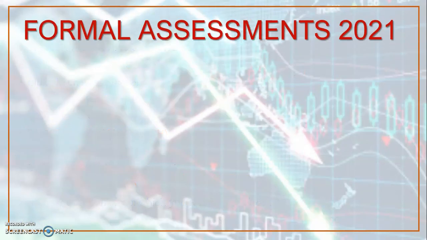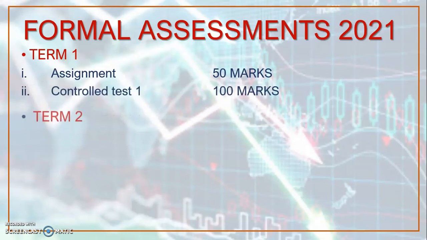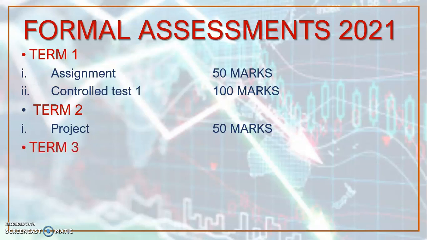Right, and then let's look at the formal assessments you can expect this year. Term 1, you will get your assignment, 50 marks, and control test, 100 marks. Term 2, you are going to get a project for 50 marks. Due to the times that we find ourselves in, COVID-19, etc., we are unfortunately not going to have our June exam, but you will be notified in due course if things change.